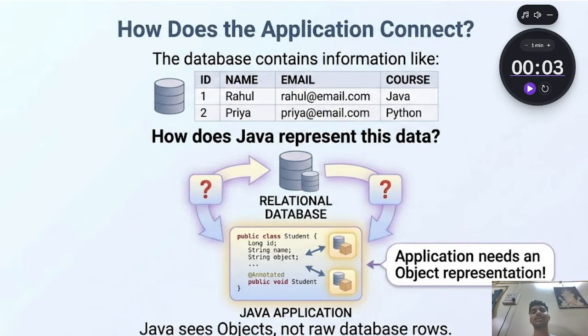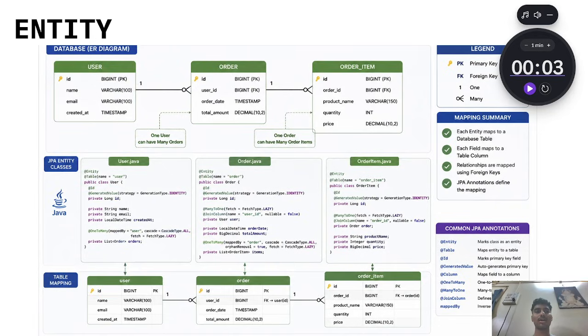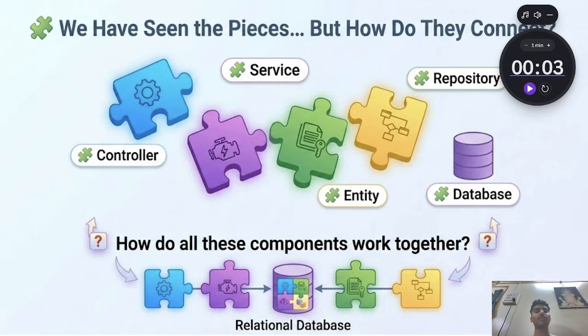How does the application connect? For example, how does Java represent this particular data? It is in the entity format. For example, as we have studied in the previous classes about the ER diagram. In the ER diagram, you can see all the tables are mentioned, and the Java entities are mentioned in the format of Java and the ER table. Here you can refer.